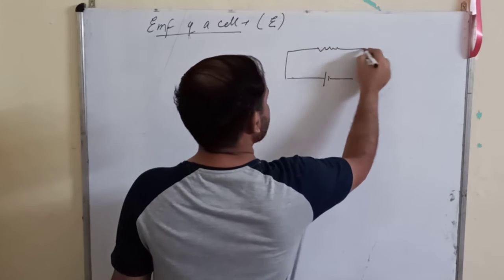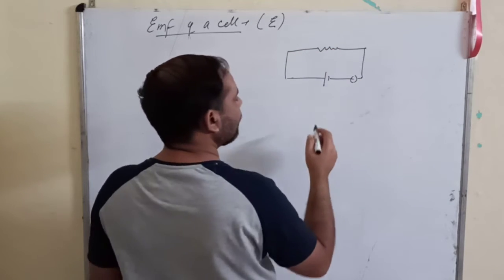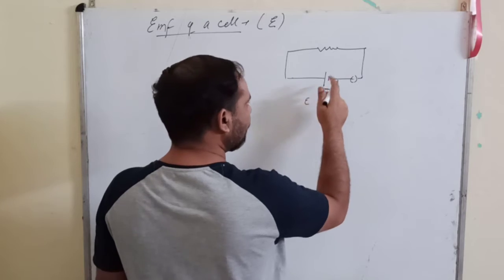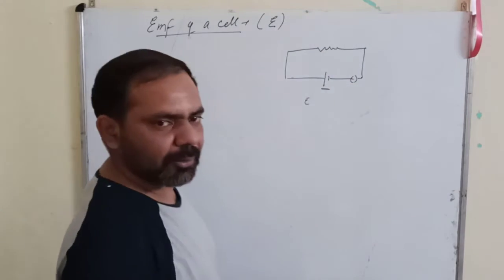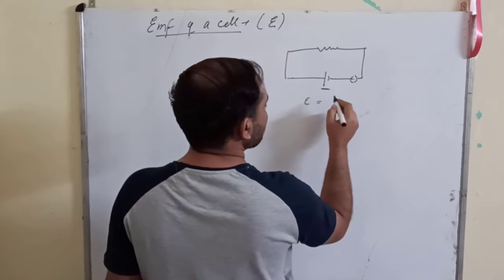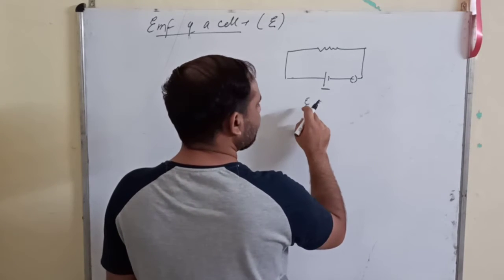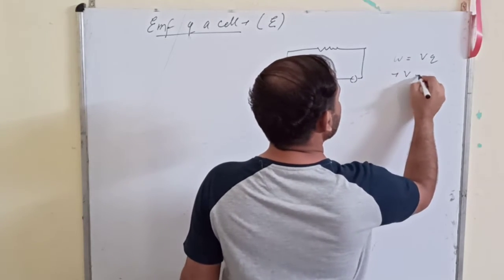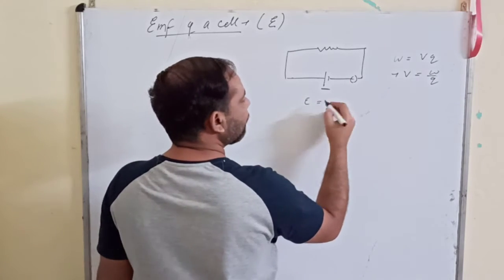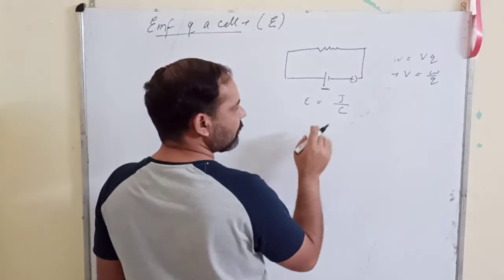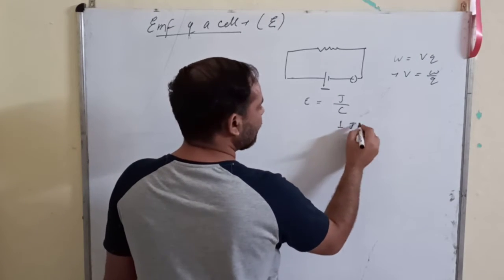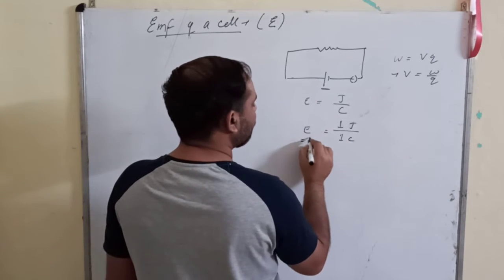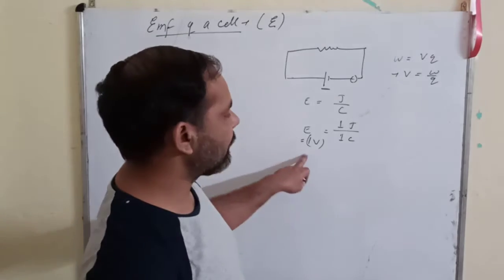Suppose you have a circuit like this, with the key open. Then EMF is the work done in taking the charge through the cell plus the work done in taking the charge through the circuit also. So we have W equals VQ, so V is equal to W upon Q. Now EMF will be the same as Joule upon Coulomb. If you have 1 Joule and the charge as 1 Coulomb, then E will be equal to 1 volt.